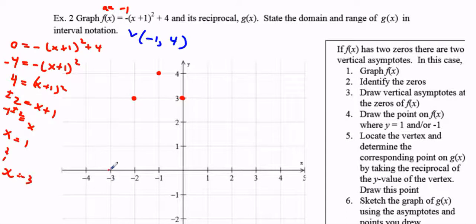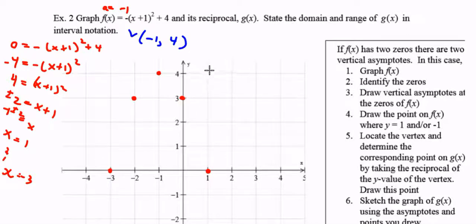So I've got a point here, and I've got a point here. Okay, so those are important points. Those are the zeros, remember? So I've identified the zeros. I'm going to just draw those asymptotes in right off the bat. I'm just looking for the green. Oh, there it is.